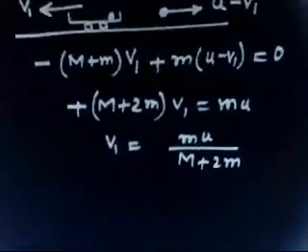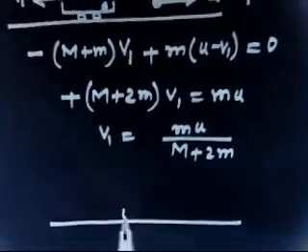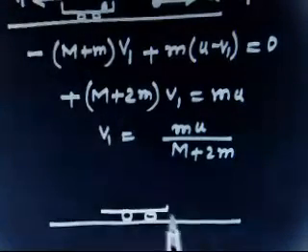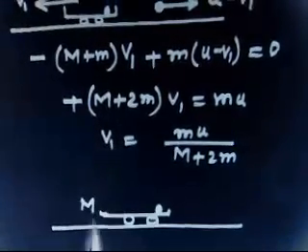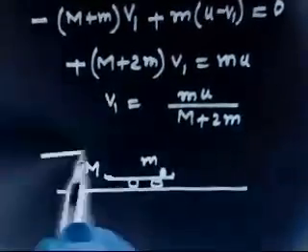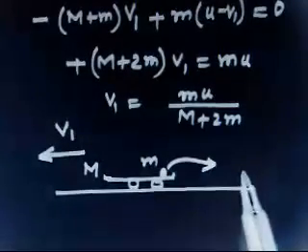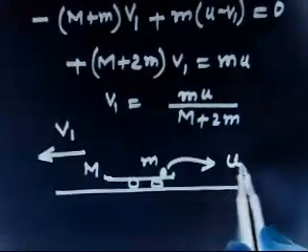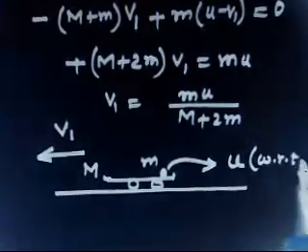Now what will happen next? Next man jumps. So now the initial situation is this. This man is here and this buggy has mass M and is going in the backward direction with speed v1. Now this man again jumps in the forward direction with speed u relative to the buggy. So this is with respect to buggy.